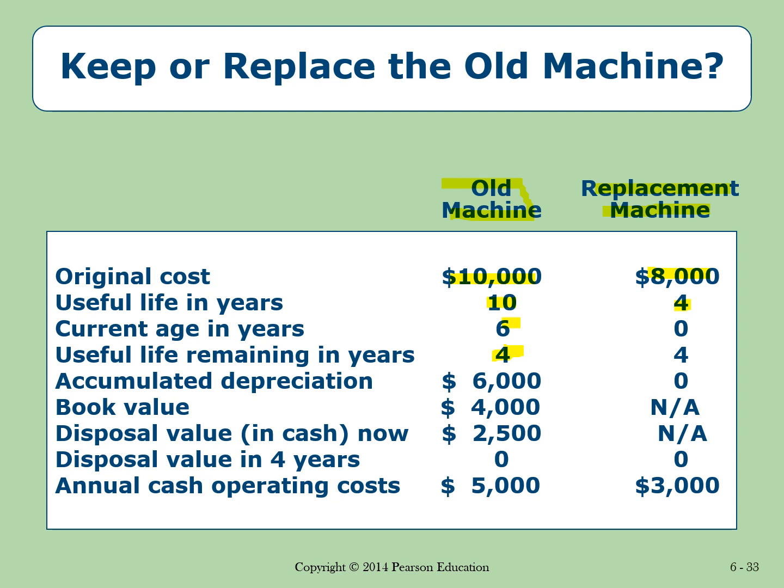And then the accumulated depreciation only for the old one is 6,000, and the book value is 4,000, and the disposal value is 2,500, and the annual cash operating cost is 5,000 with the old machine and 3,000 annually for the replacement machine. Of course, before we do anything, we must understand that we are not to take into consideration whatever happened in the past, as we usually mention regarding relevant items to be included in our model.